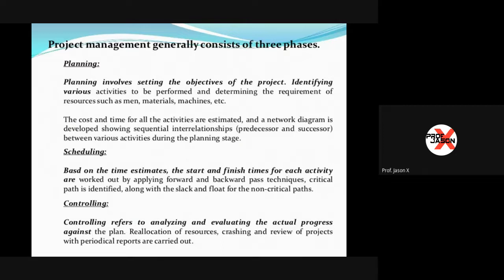The second phase is scheduling, and based on the time estimates, the start and finish times for each activity are worked out by applying forward and backward pass techniques. The critical path is identified along with the slack and float for the non-critical parts. And then the third phase is controlling. Controlling refers to analyzing and evaluating the actual progress against the plan. Reallocation of resources, crashing, and review of a project with periodical reports are then carried out.